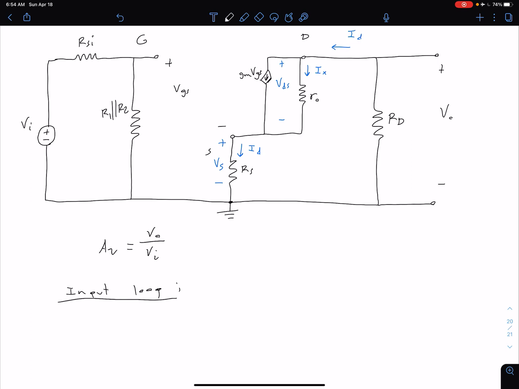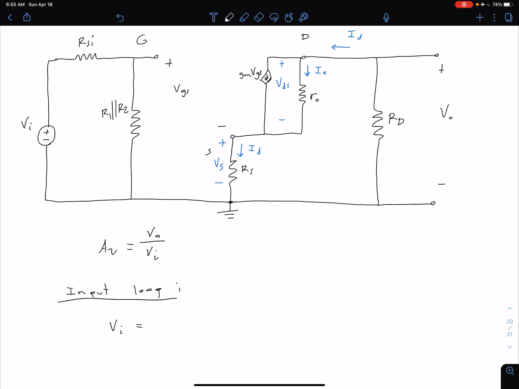Okay, and so on our input loop, let's say that our VI, just sort of doing a KVL, so we're going to do a KVL around this path here. So we're going to have the voltage across RS1 plus VGS plus this VS is equal to that VI voltage. Okay, so we're going to have that voltage across RS1.